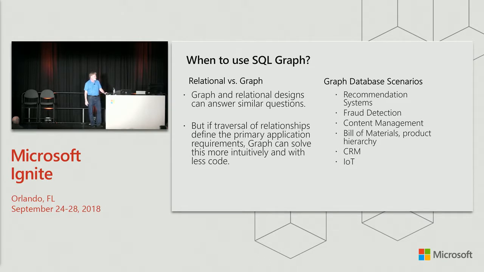Graph database scenarios: recommendation systems, we've looked at how those work. Fraud detection, we've looked at that. Content management, bill of materials, product hierarchy, customer relationship management, Internet of Things. There are lots of different applications where graph can be very useful in finding relationships that aren't obvious on the surface. It's a great what-if tool, and especially with the ASCII art syntax, you can just draw it out and say, let me see what the relationship is between these things, and hit the query and pop, there you go.